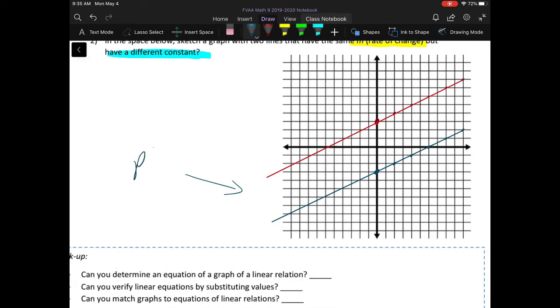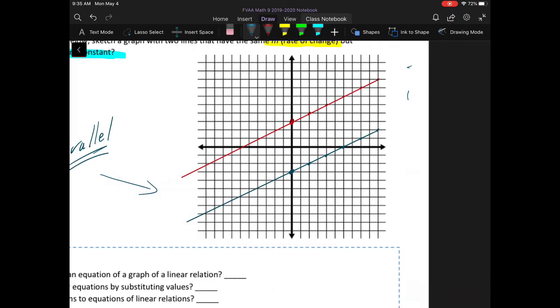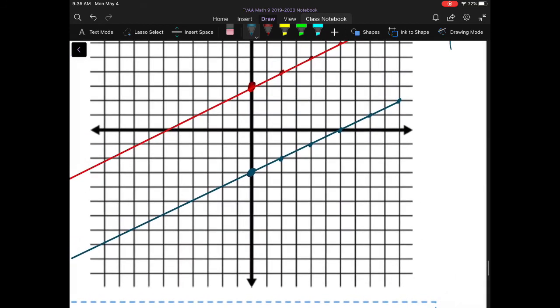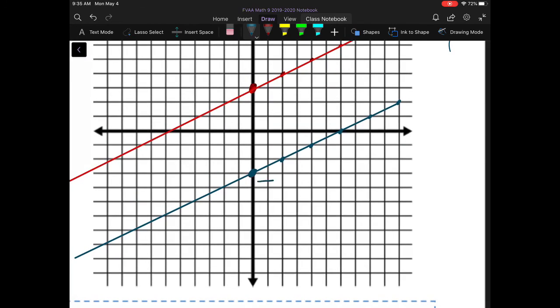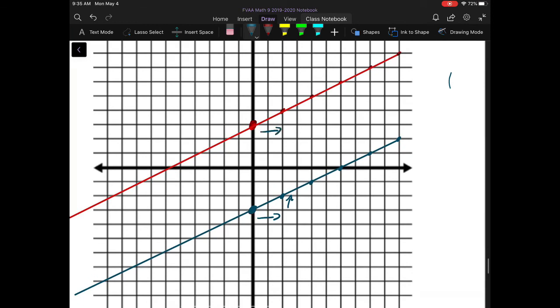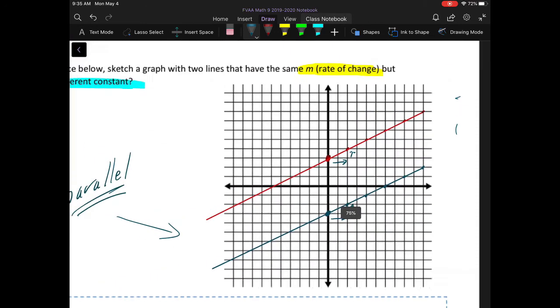are parallel. That's how you know that they have the same rate of change: it will give you two lines that are parallel to each other. So same steepness, same slope, but they're just starting one above the other. They're both changing by the same amount. As the x value changes by 2, the y value changes by 1. So that's how you would answer that one.